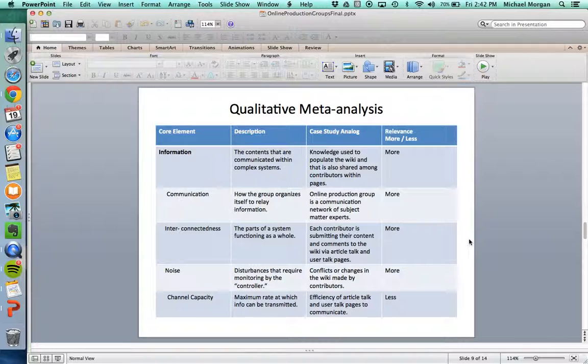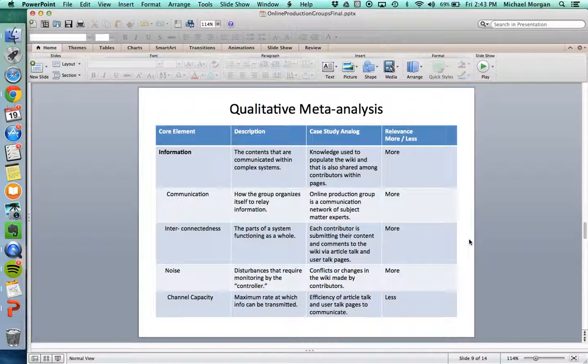So this is the qualitative meta-analysis I did. You can see I've listed information at the top, and the elements underneath. Within information, really information is the contents that are communicated within complex systems. This is the stuff within the complex system that is being moved. The analog here within the online production groups in the collaborative environment of wikis is really knowledge. It's knowledge used to populate the wiki and knowledge that is shared among contributors within pages. And I found for the most part, it was very relevant in the context of cybernetics.